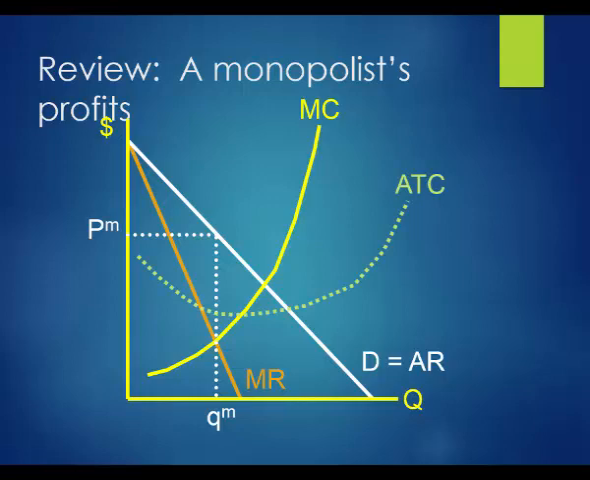Let's overlay an average total cost curve, and the difference between the average total cost and the price is going to be the profit. So the shaded area here on the screen is the profit.